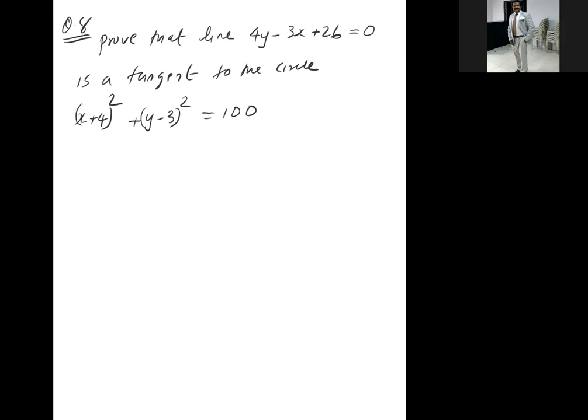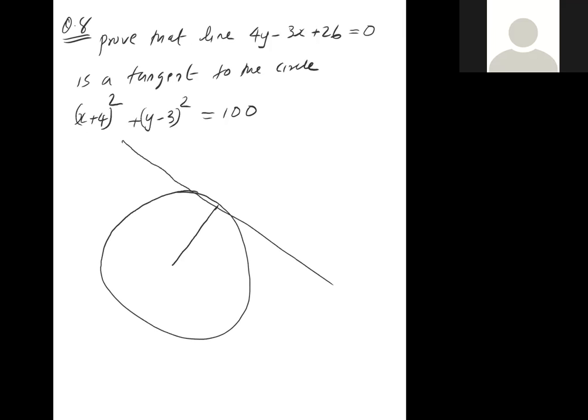So we will dig up some background information regarding the circle and the tangent. Can you correlate this with a circle theorem that you learned in circles? If you have a circle and a line is a tangent, then the product of the gradient of the radius multiplied by the gradient of the tangent will give -1, because we know that this angle is always 90 degrees. So we assume that this is a tangent. What is the equation for this line? 4y minus 3x plus 26 is equal to 0.